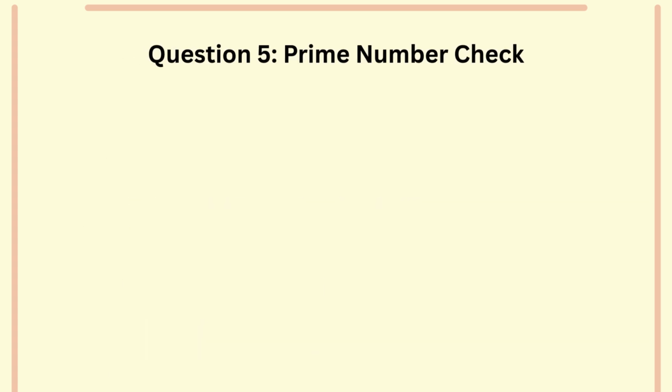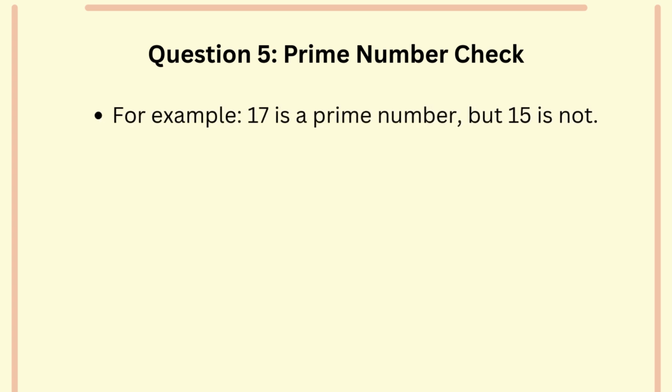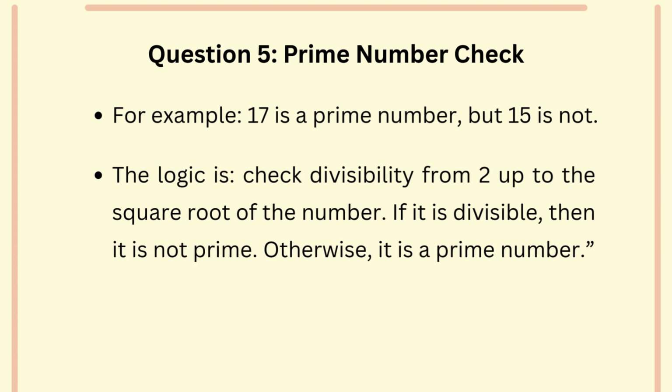The fifth and last question is checking whether a number is prime. For example, 17 is a prime number, but 15 is not. The logic is, check divisibility from 2 up to the square root of the number. If it is divisible, then it is not prime. Otherwise, it is a prime number.